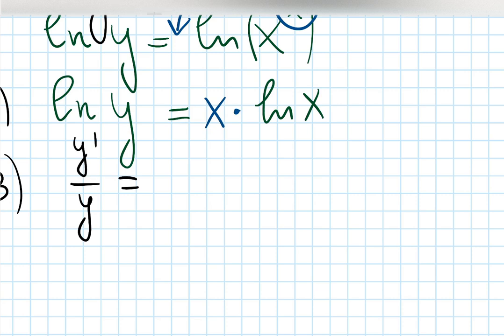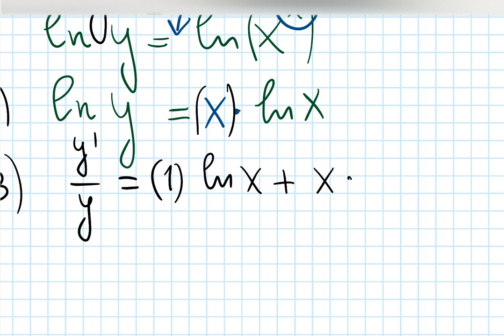Y prime. Right-hand side, product rule. The product rule tells me differentiate the first guy, which is 1. Copy the second one, which is log, plus copy the first one, which is x, times the derivative of log, which is 1 over x. Since none of these were y's, no y prime pops out, right? So when you differentiate something with y, y prime shows up. But none of those had y in it, so it was easy.